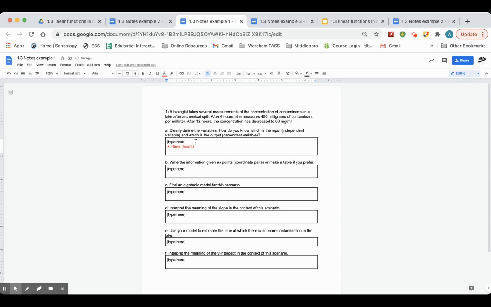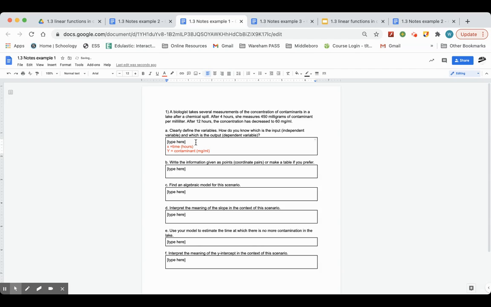And the amount of contaminant depends on what time we're talking about. So that's how I know that the contaminant is the dependent variable. Oops, I wrote y and I meant x. So y is the contaminant, and that's in milligrams per milliliter.